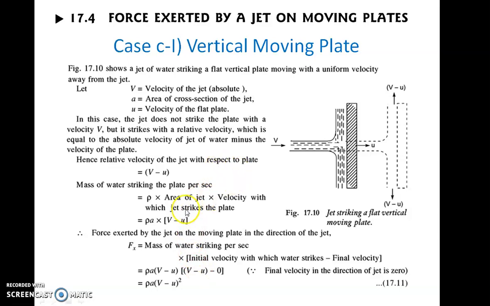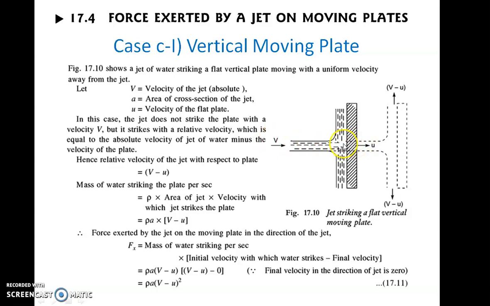Wherever you are taking the absolute velocity, you have to take it as the relative velocity. So the relative velocity of the jet is v minus u. The mass of water striking the plate will be rho a into v minus u. The force exerted by the jet on the moving plate in the direction of the jet is again the rate of change of momentum, which is the mass of water striking per second, rho a (v minus u), into initial velocity minus final velocity. Initial velocity is the relative velocity with respect to the plate before striking, v minus u.